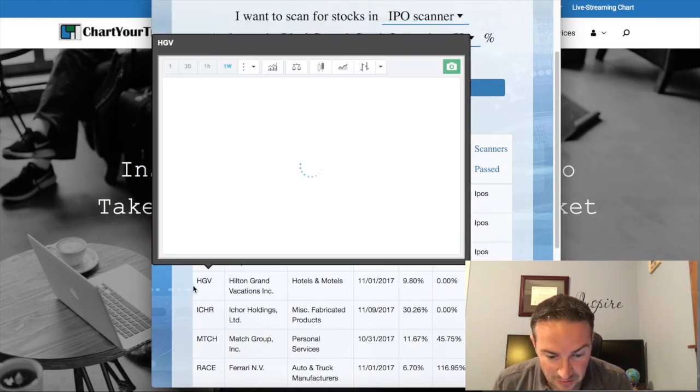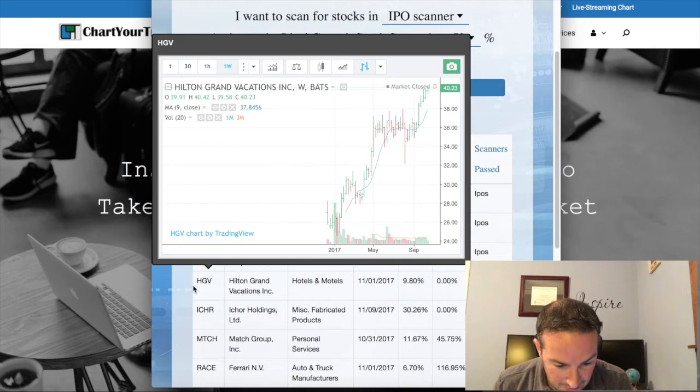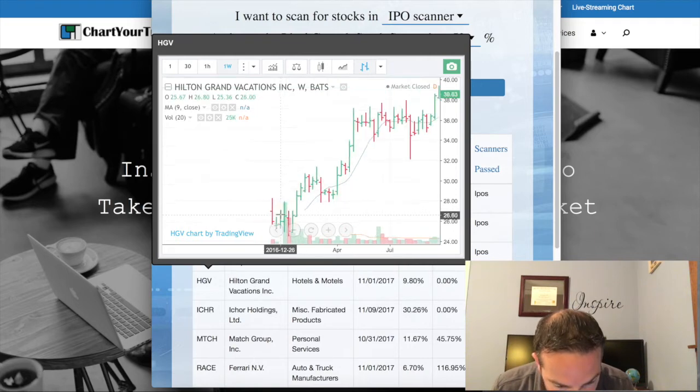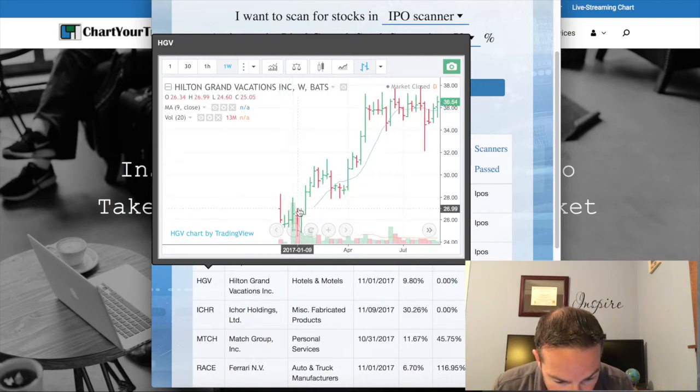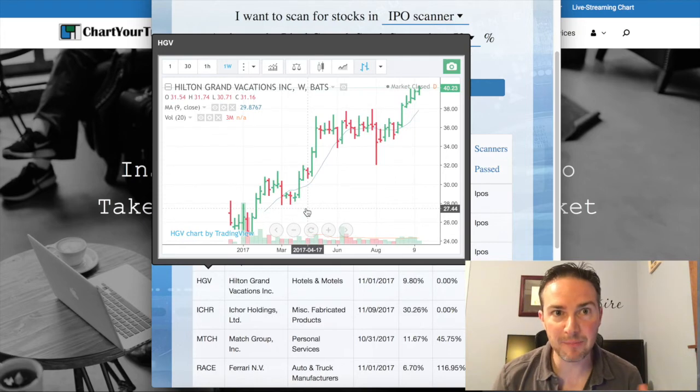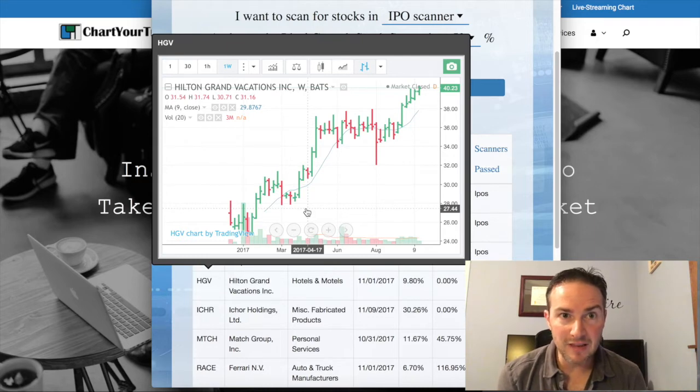Hilton Grand Vacations, here's one that IPO'd. It consolidated very fast, and the advanced entry point would have been right at around 27. Didn't give us long to get in at all, but you can see how the scanner works and how it's capturing these IPOs, and so far all these IPOs have been successful to one degree or another.